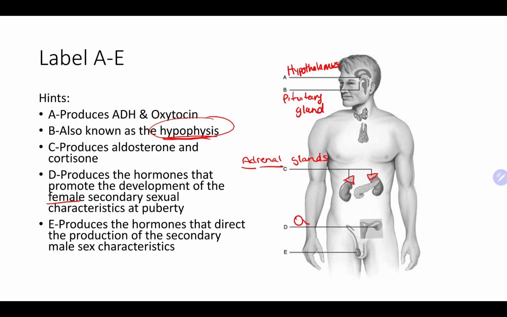We know that these are going to be the ovaries. Whereas E produces the hormones that direct the production of the secondary male sex characteristics, and we know that these are going to be the testes. So these are just the different anatomical regions for endocrine functions, okay?